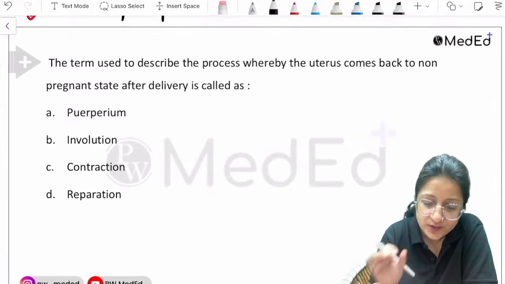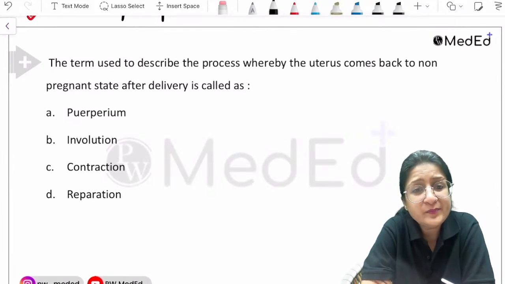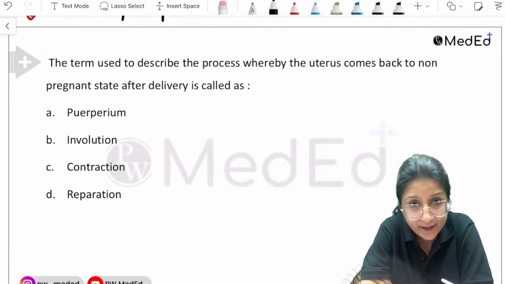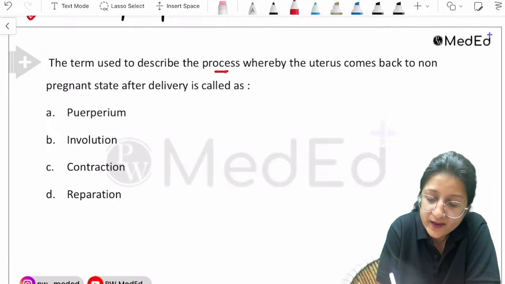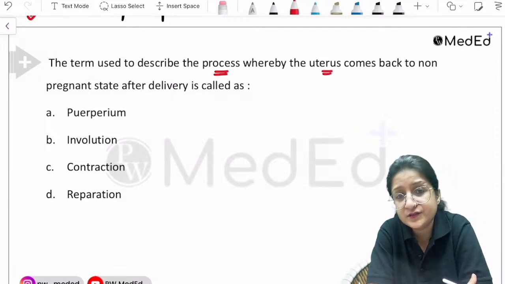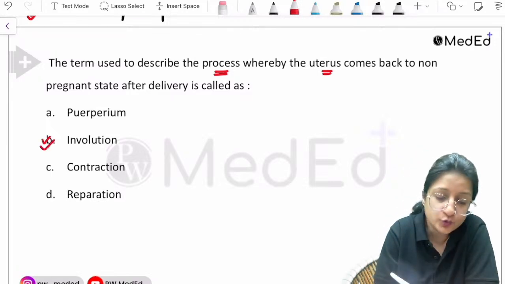The term used to describe the process whereby the uterus comes back to non-pregnant state after delivery is called what? Right? So the term used to describe the process by which the uterus comes back to non-pregnant state after delivery is called what? The process is called involution.